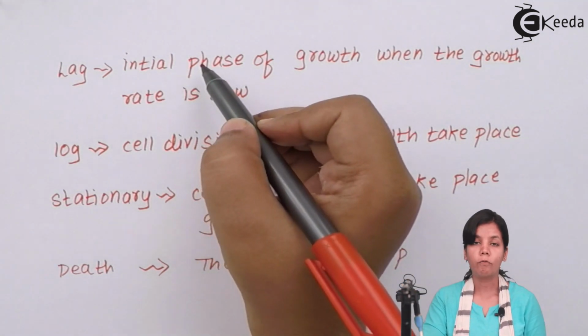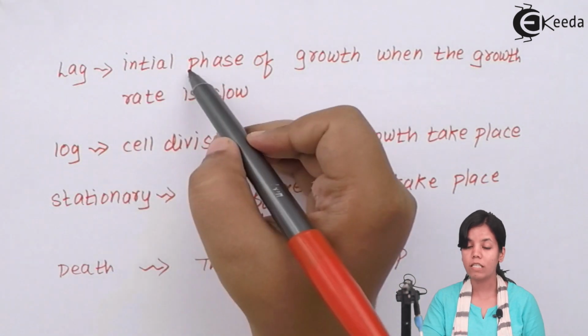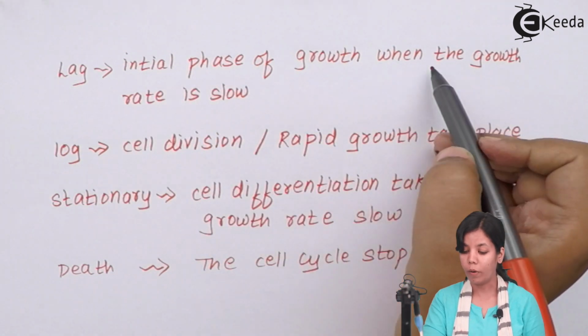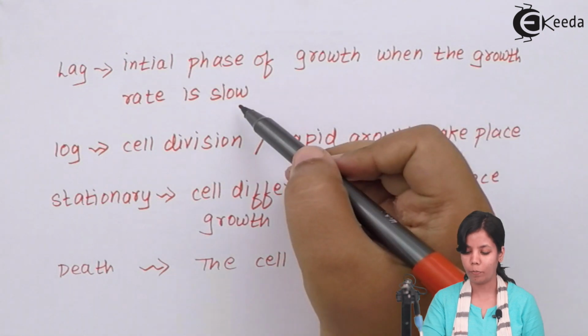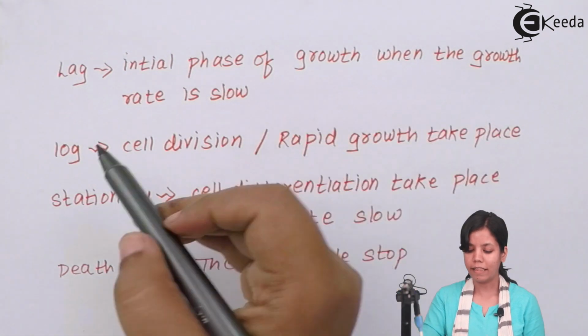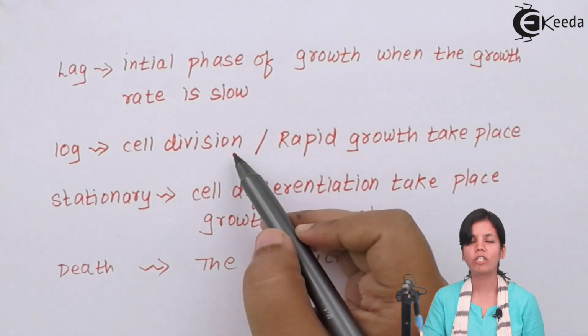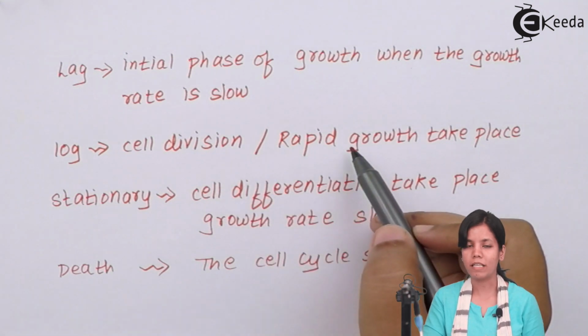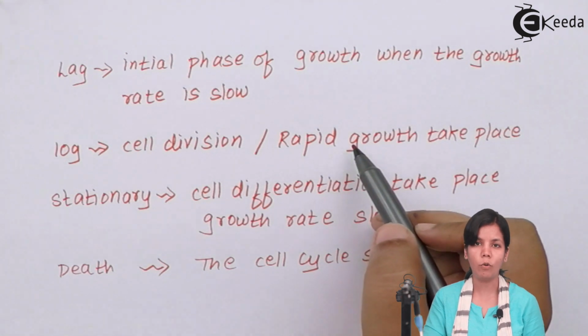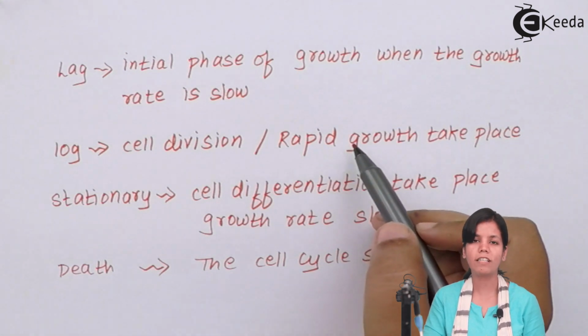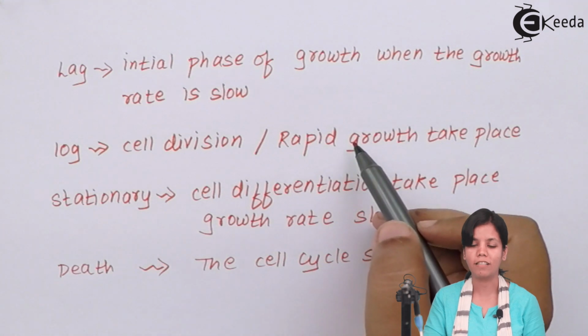The four phases of the growth curve are: lag phase, which is the initial phase of growth when the growth rate is slow. The plant has just started. Then comes the log phase. Cell division takes place, basically mitotic cell division. Rapid growth takes place due to mitosis. As we all know, when mitosis happens, obviously the cell number will increase.